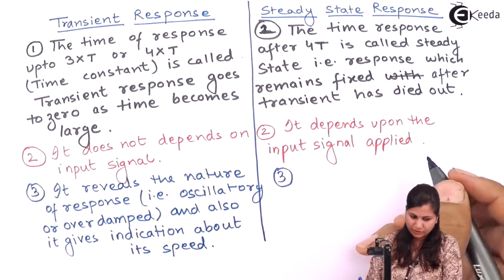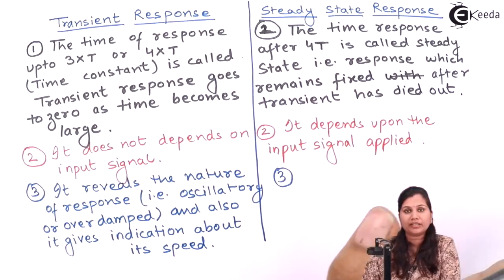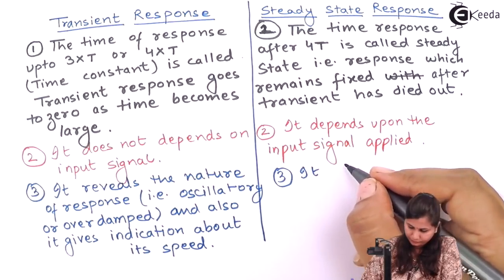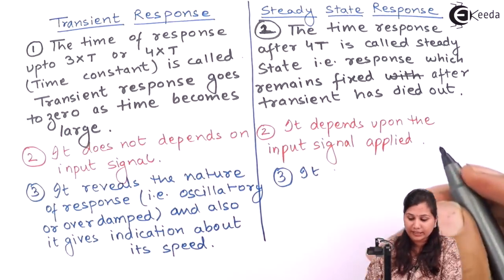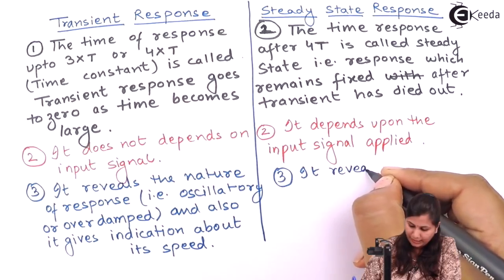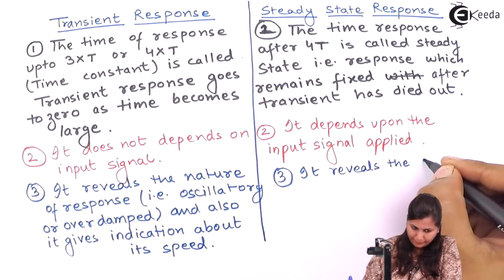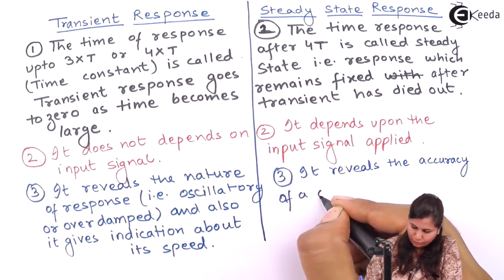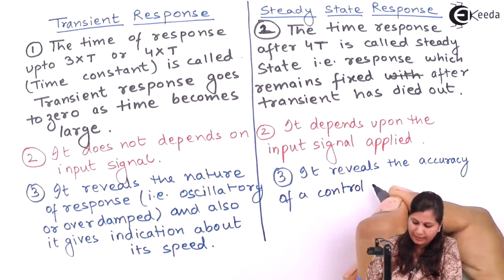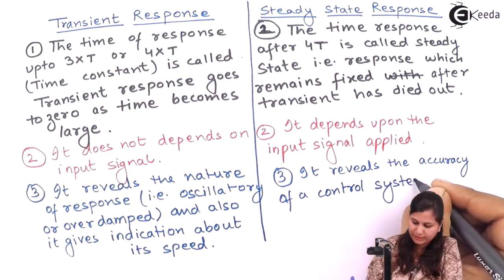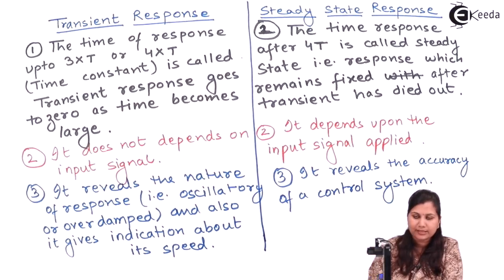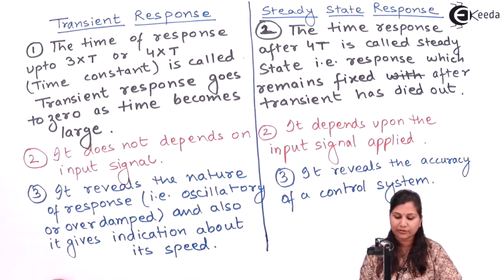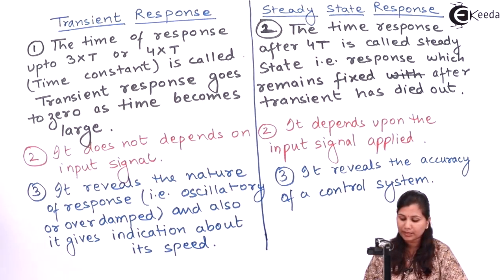Whereas the steady state response does not reveal anything about the nature of the control system, but it reveals the accuracy of a control system, that is, how accurate it is. Only this specification is given by the steady state response. So these were the differences between the transient response and the steady state response.